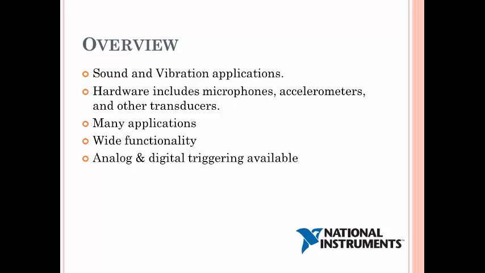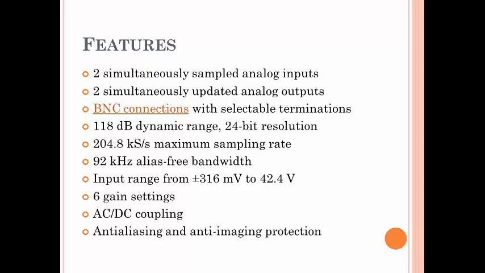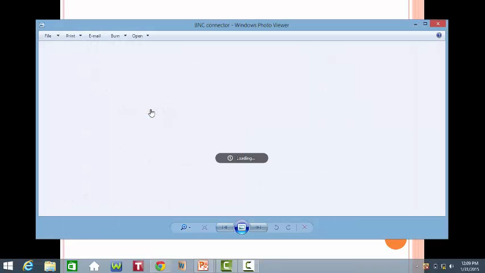It also provides the ability to trigger by analog and digital triggering. So these are some of the features enlisted. It has 2 simultaneously sampled analog inputs and 2 simultaneously updated analog outputs. It also has BNC connections with selectable terminations. These are used to actually interface with the oscilloscope. So this is the BNC connector.